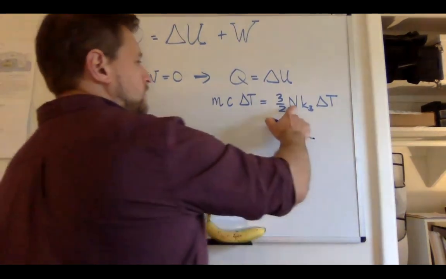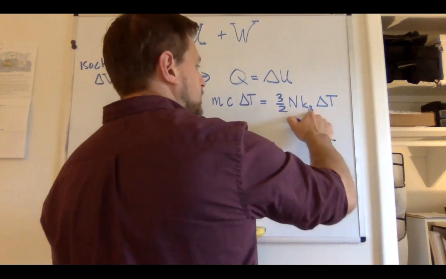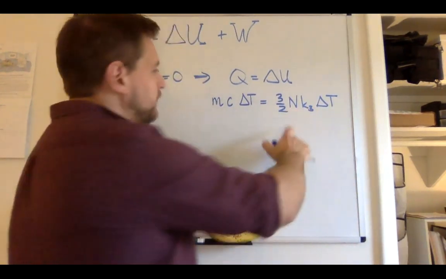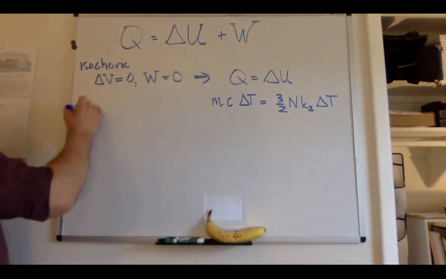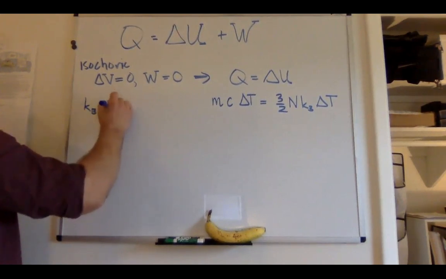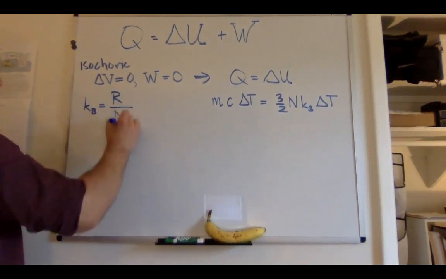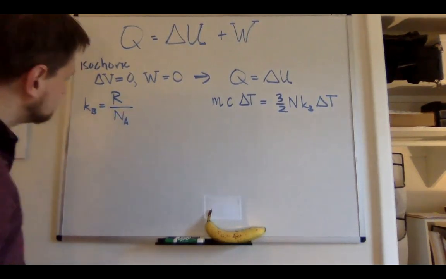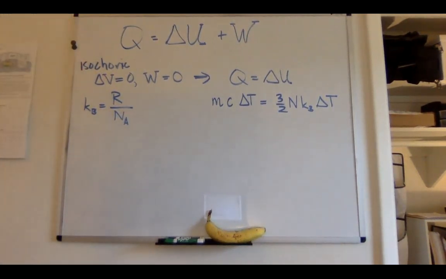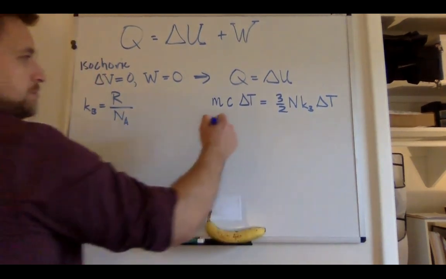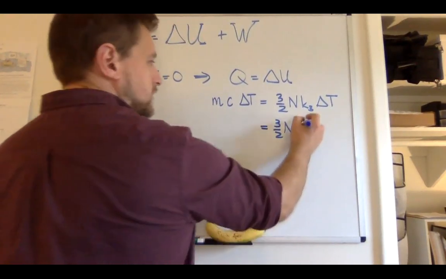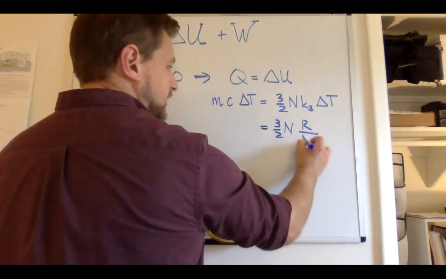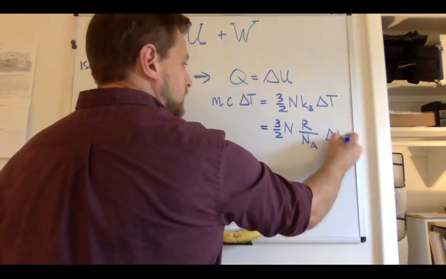Remind me again. So N and k Boltzmann. N is the number of molecules. That was from our kinetic theory. But Boltzmann's constant we got to by taking the gas constant R and dividing by Avogadro's number. Okay, so let's put that back. 3/2 number of molecules R over N Avogadro delta T.